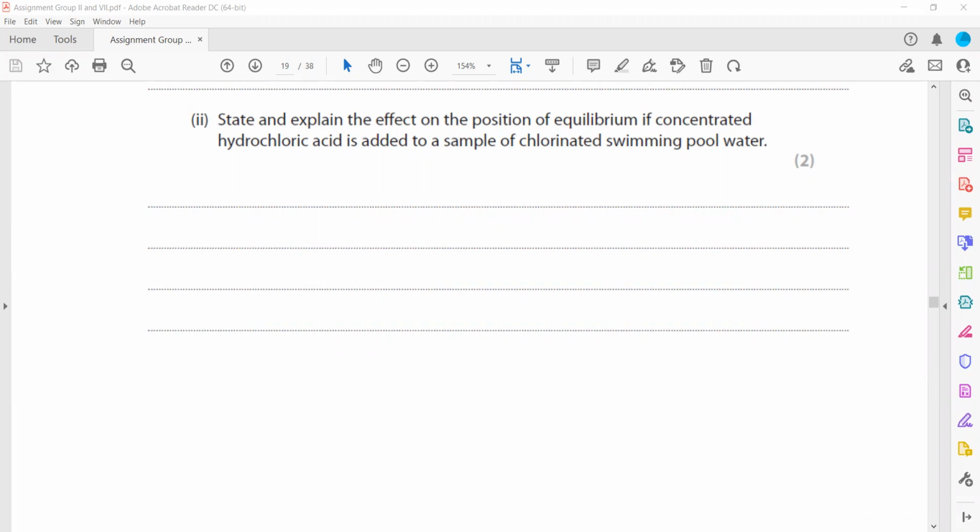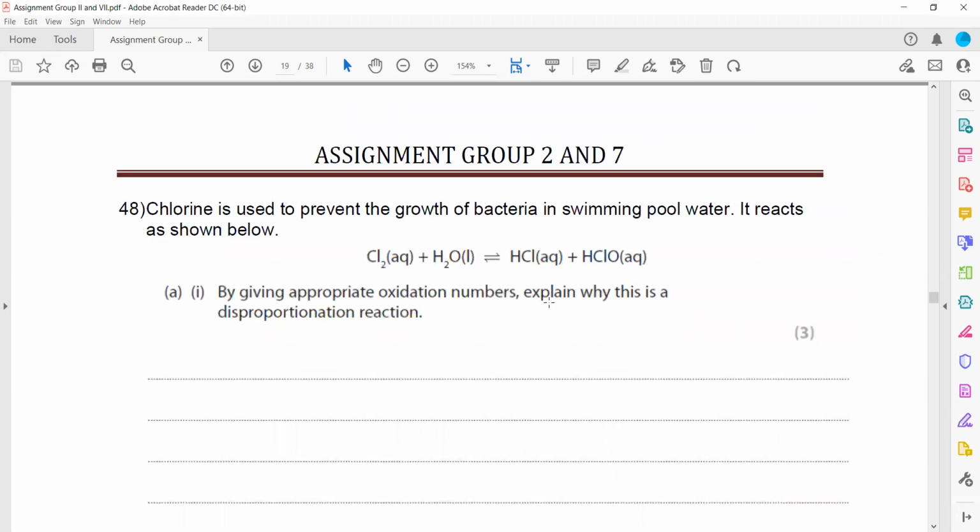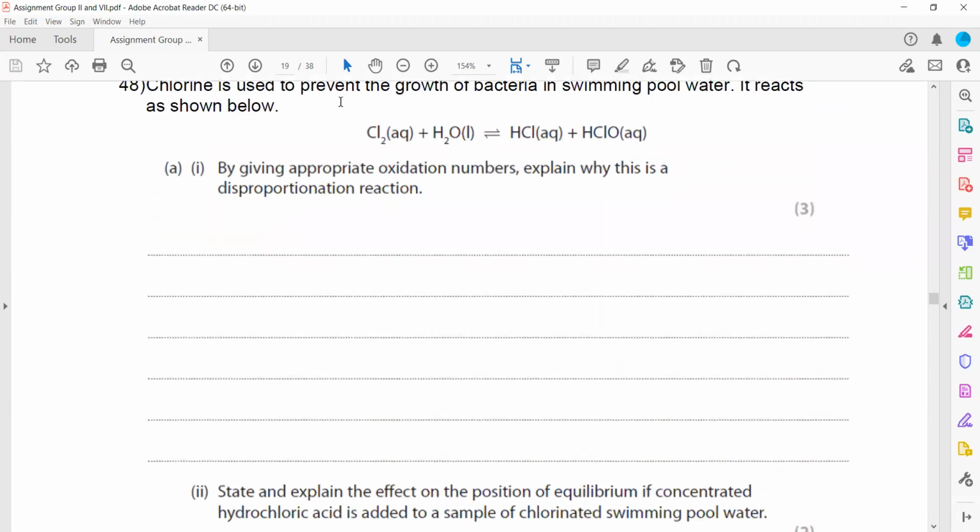chlorinated pool water. So what will we observe? In terms of the reversible reaction, if we add hydrochloric acid, it means we have more product. So if we have more product, equilibrium will shift towards the left hand side, which means the yield will decrease. So addition of hydrochloric acid will shift the equilibrium towards the left hand side. Or more hydrochloric acid reacts with HClO to form chlorine and water molecules.